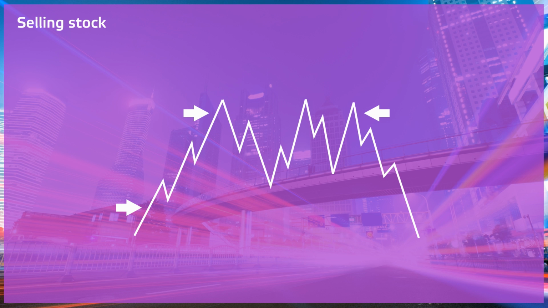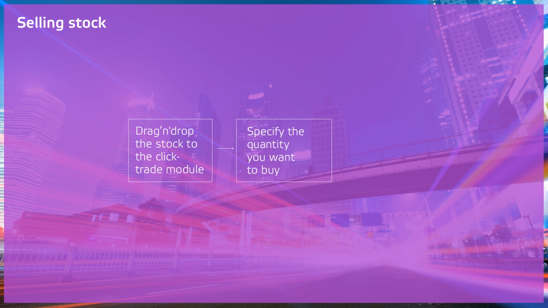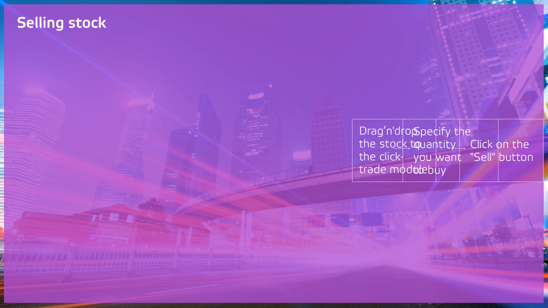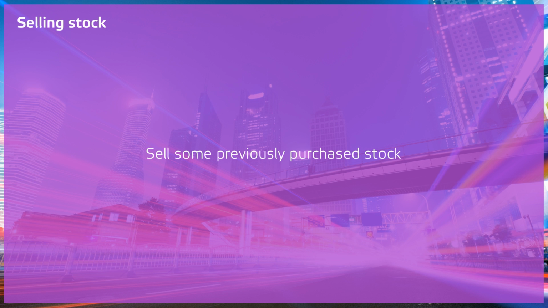So to review, there are 3 easy steps to selling a share. 1. From the account summary, drag the holding name to the Click Trade area. 2. Indicate the number of shares you want to sell. 3. Click the Sell button. For practice on how to sell shares, try selling some of the shares you have already purchased.